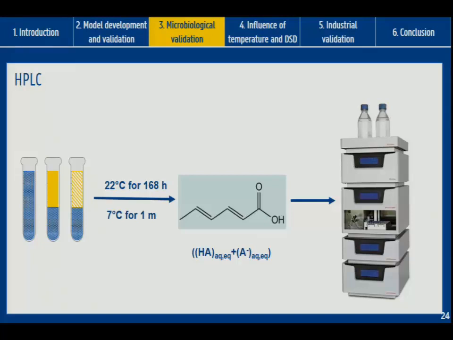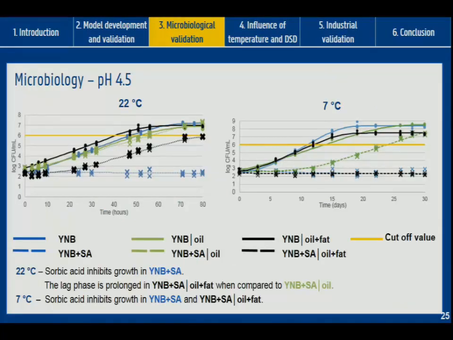Now our results. So there are many more results, but the phenomenon can be very well seen at pH 4.5. So the graph on the left and the graph on the right are the same. They both show growth of microorganisms dependent on the time. This is at 22 degrees, and this is at 7 degrees. You see this is 1 month, and this is around 80 hours. I will also explain what the curves are.